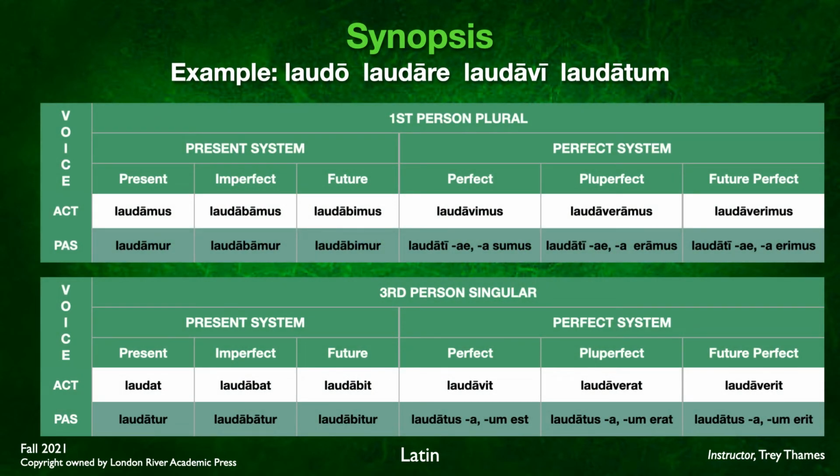For example, if I asked you for first person plural across active and passive voice, all 6 tenses, it would be laudamus, laudabamus, laudabimus. In the passive present, it's laudamur, laudabamur, laudabimur. In the perfect active, it's laudavimus, laudaveramus, laudaverimus. And in the passive perfect system, laudati sumus, laudati eramus, laudati erimus. That would again be first person plural. I won't go through the second one, but you can see that's third person singular.